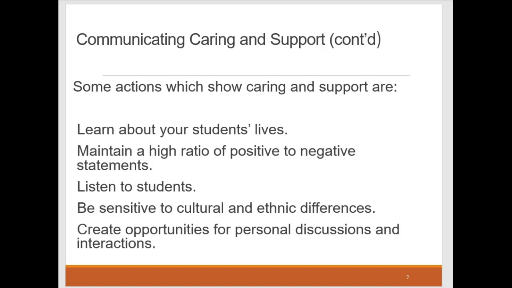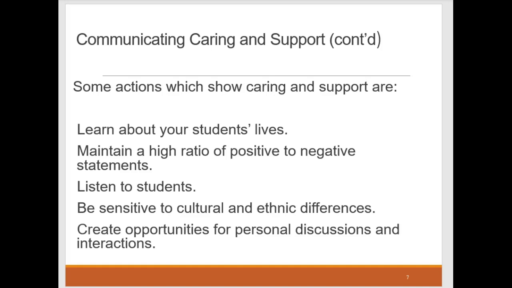Some of the things we do that show care and support are, we really learn about our students' lives. We learn not just their profiles, which is critical for planning instruction, but we learn a lot about their lives. What are their interests? Where do they come from? What's their community at home like? We want to constantly maintain a positive sense of communicating with the students. So that's what that high ratio of positive to negative comments and statements is.